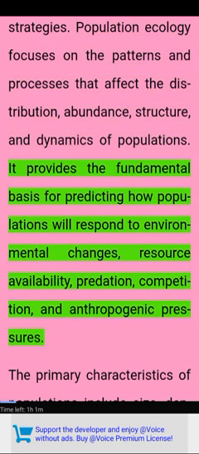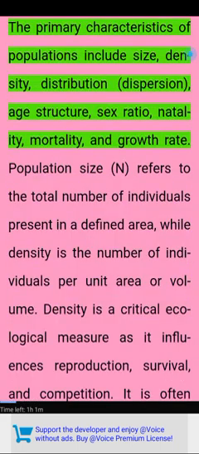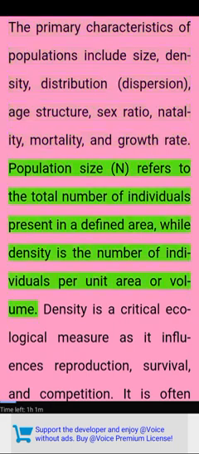It provides the fundamental basis for predicting how populations will respond to environmental changes, resource availability, predation, competition, and anthropogenic pressures. The primary characteristics of populations include size, density, distribution, dispersion, age structure, sex ratio, natality, mortality, and growth rate. Population size (N) refers to the total number of individuals present in a defined area, while density is the number of individuals per unit area or volume.